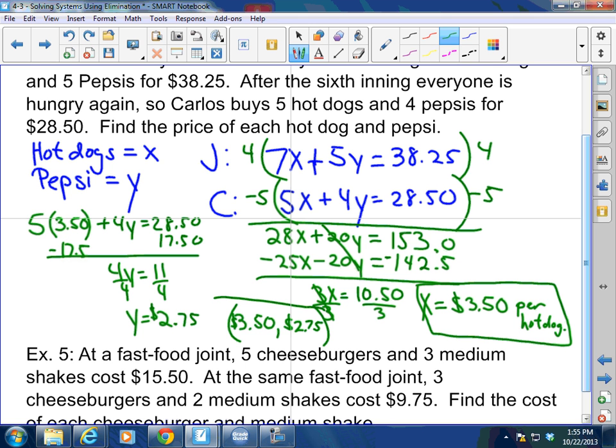Mr. Morrow, you didn't label. Yes, I did. At the beginning, I said what x and y was. So as long as I write it as an ordered pair, I know what my x and y is. Does that make sense? You promise me? Okay.